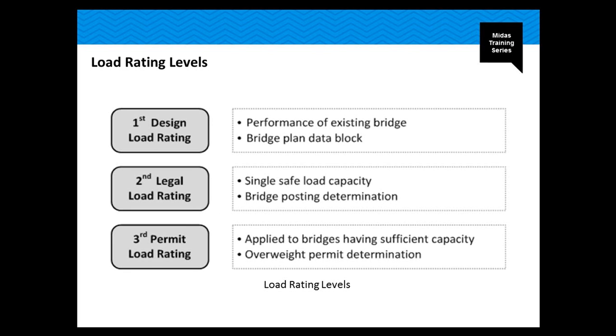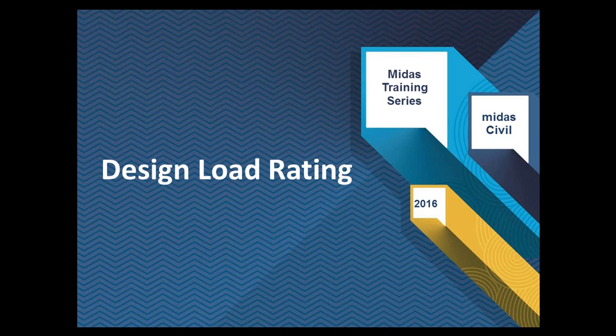The first level is the design load rating. It measures the performance of existing bridges and bridge plan data block. The second, legal load rating, is a single safe load capacity and is used to determine the bridge posting. And the third level is the permit load rating, and it is applied to bridges having sufficient capacity, and also it is used to determine the overweight permit. So here are the 3 levels, and we're gonna go and define each one of them.